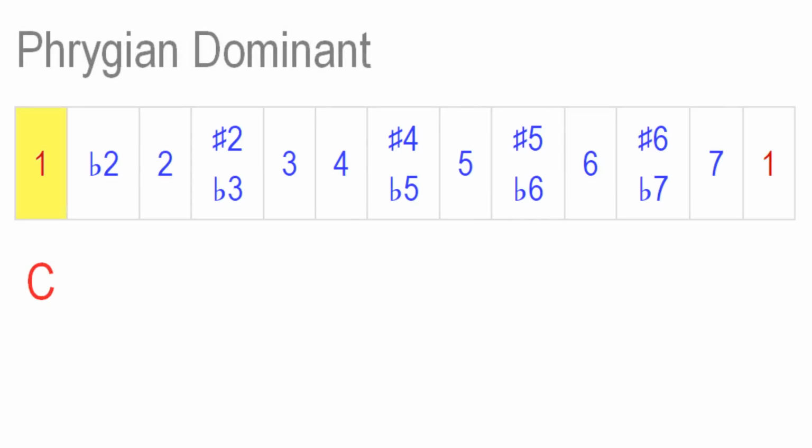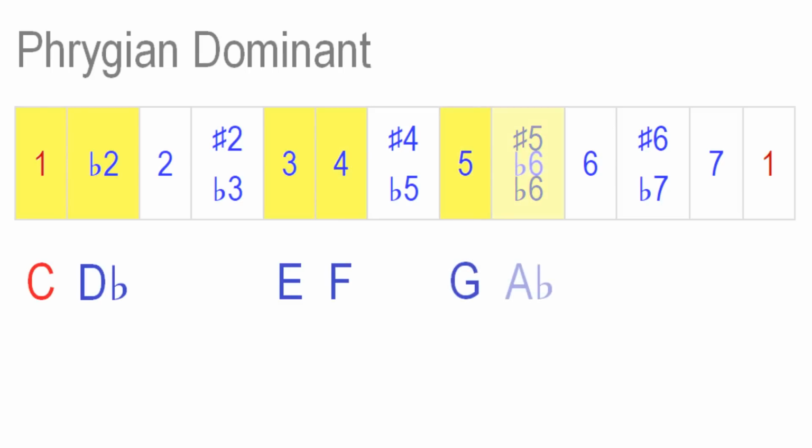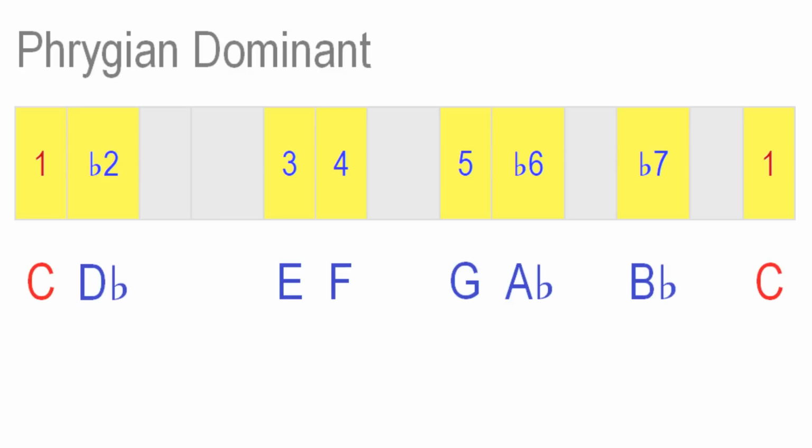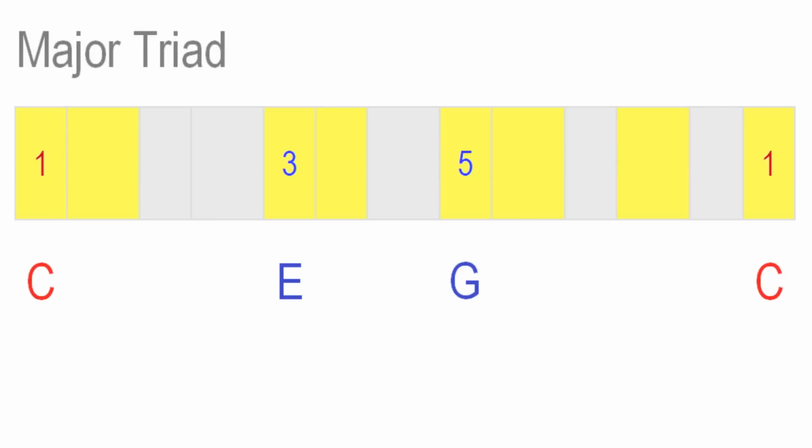From the root or 1, its intervals are as follows: minor second, major third, perfect fourth, perfect fifth, minor sixth, and minor seventh. The presence of a major third and fifth on top of the root make up what is known as a major triad, the tonic chord of the scale, and which tells us the scale will work over major chords.